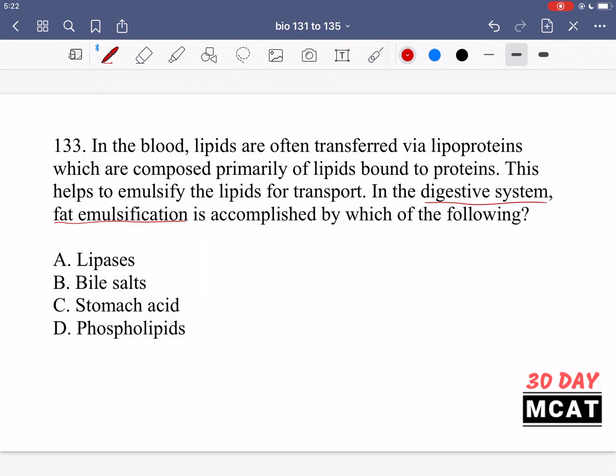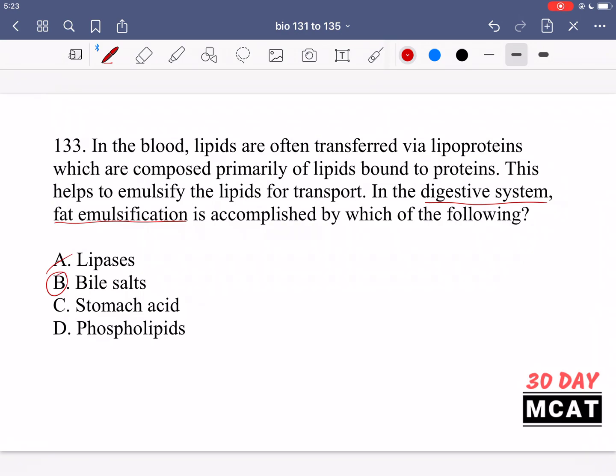So what we want to do is break up this big fat globule into smaller globules, and break those up as much as we can into smaller and smaller globules, so that we have a lot more surface area available for the digestive enzymes, the lipases, to act upon. That's what fat emulsification is. And how do we do that? It's not the lipases which are responsible for it. These are enzymes which break down lipids. Sure, they're very important for the digestive process in regards to lipids, but they're not the part that's actually related to the emulsification. So B is the correct answer.